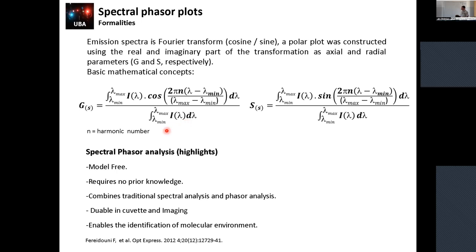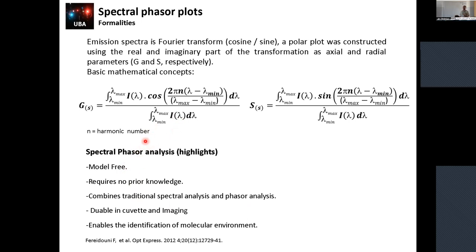So I would like to highlight that it's model free, as Enrico mentioned, and does not require previous knowledge. The data on the phasor will tell you what you have and how to obtain information from there. The traditional spectral analysis with the phasor is absolutely doable in cuvette and in imaging. So you can do a single point, or you can do many single points, which in the end is an image, right?